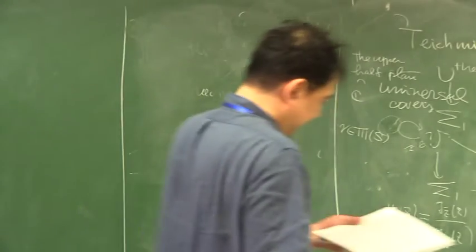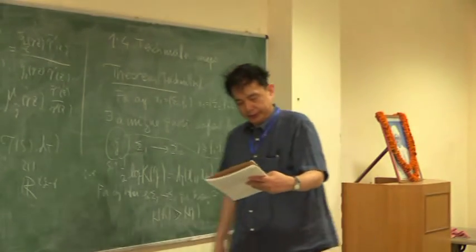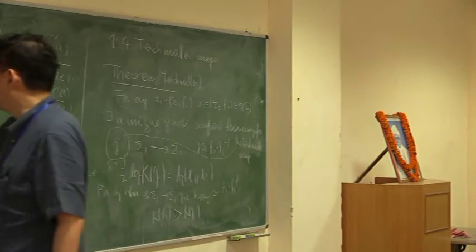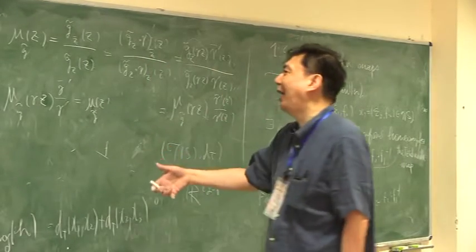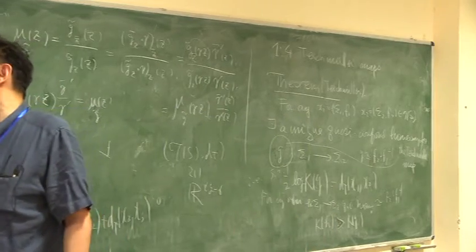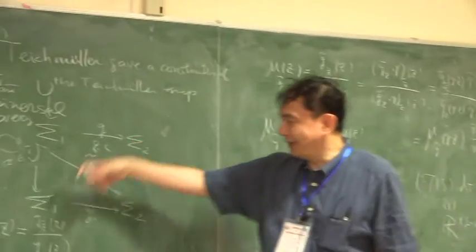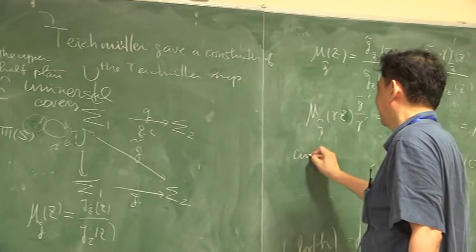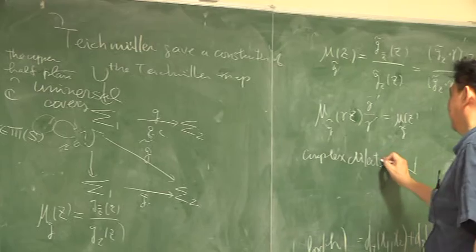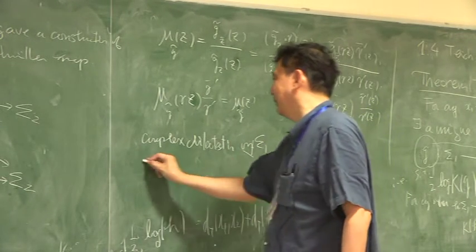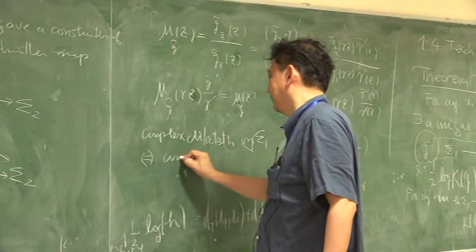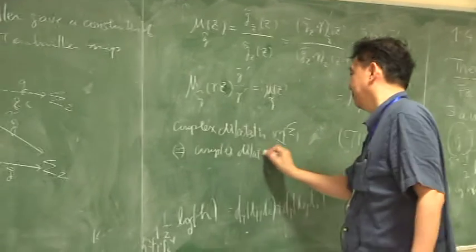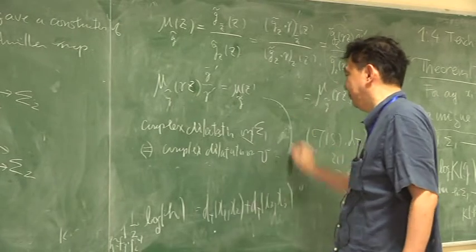Okay. So conversely, if you have a complex dilatation function defined on U with that rule of the transition, then you get the complex dilatation here. So the complex dilatation on sigma 1 is nothing but complex dilatation on U with this rule.